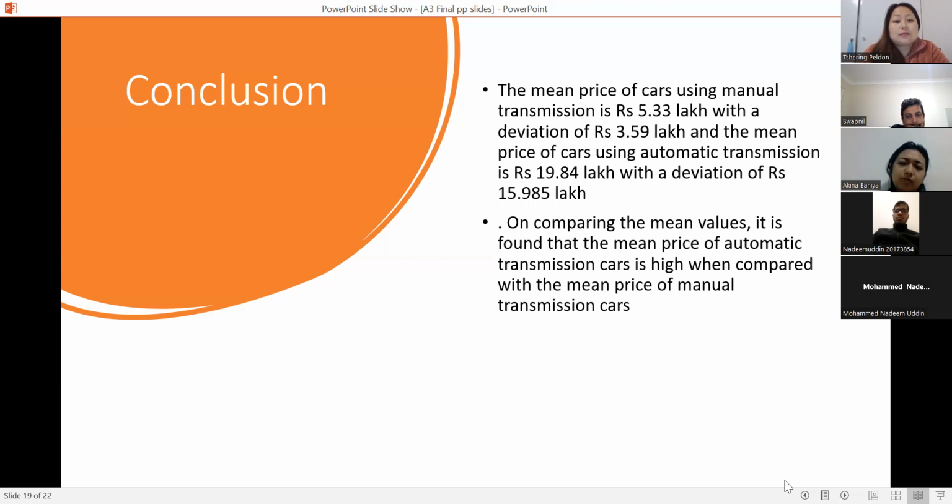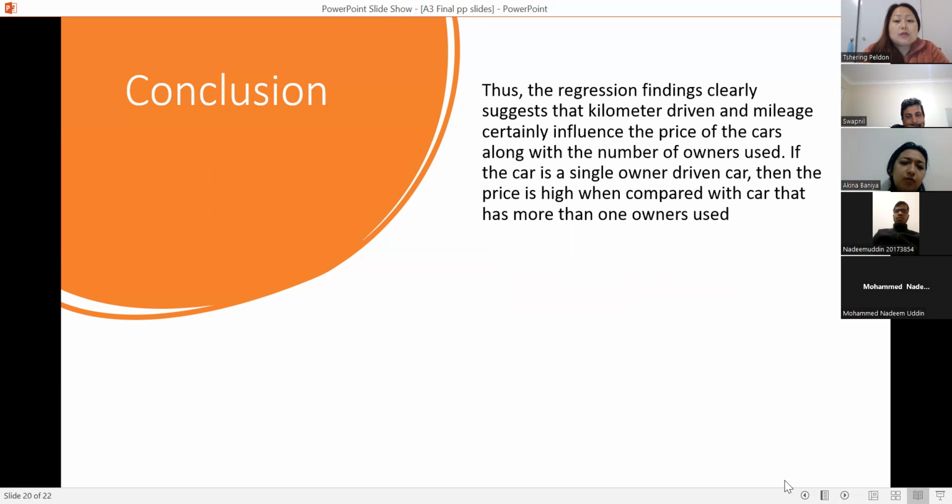Next, please. The mean price of cars using manual transmission is 5.33 lakh rupees, which converted into Australian dollars is $9,870, with a deviation of $6,648, and the mean price of cars using automatic transmission is $36,740, with a deviation of $29,601. After comparing the mean values, it is found that the mean price of automatic transmission cars is higher compared to the mean price of manual transmission cars. Thus, it clearly shows that there is a significant difference in the mean price between the manual and automatic car transmissions.